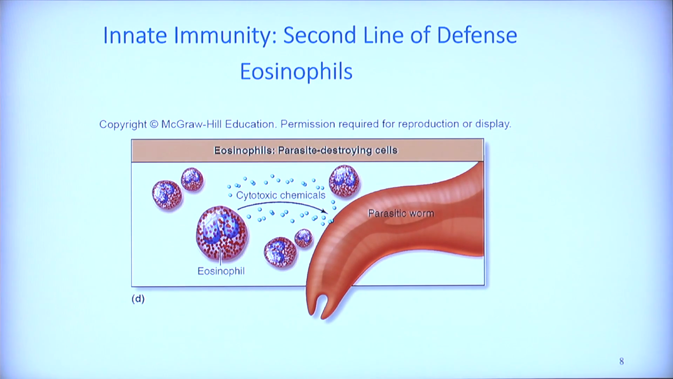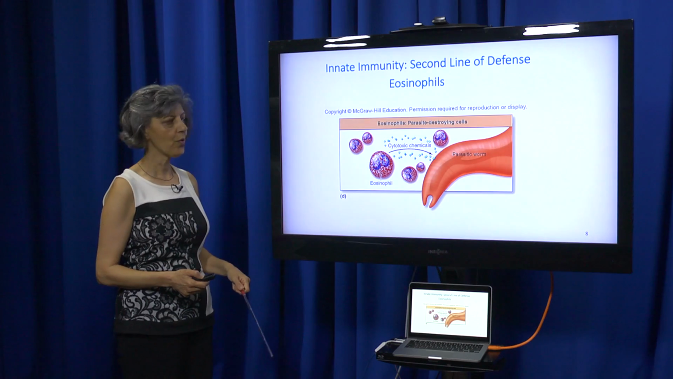Eosinophils, although they are not phagocytic cells, we had to put them with the group of cells. They are very important white blood cells. They secrete chemicals that particularly destroy parasitic worms.